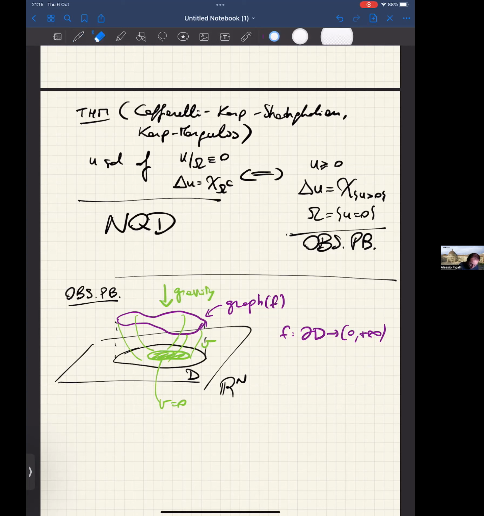What's happening is that I'm minimizing, so I look at minimizers of the elastic energy, one half the integral of gradient of V squared inside D, plus the potential energy, the integral of V dx, with the constraint that V is non-negative, because you have to think that there is this table under my elastic membrane that prevents the membrane from going to negative values. So that's why it's called the obstacle problem. There is this elastic membrane, gravity acting, but it cannot become negative because of this obstacle.